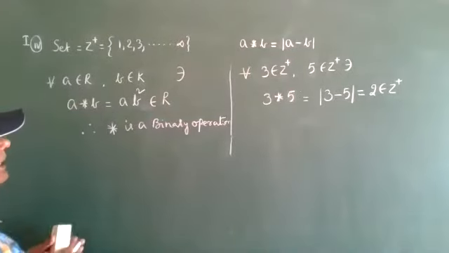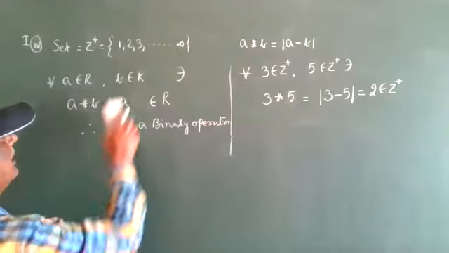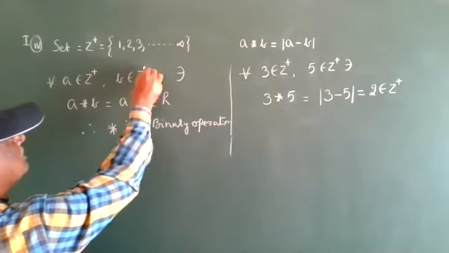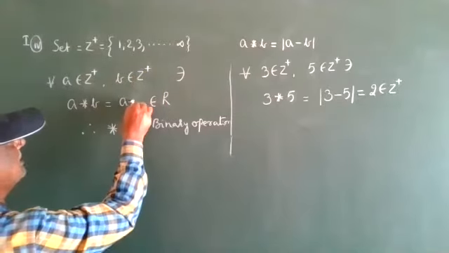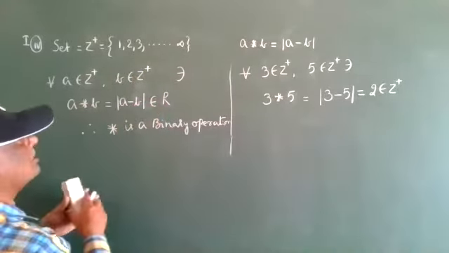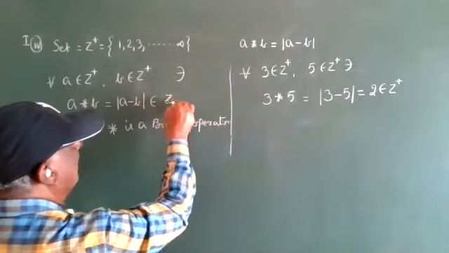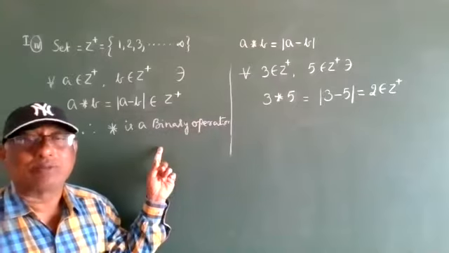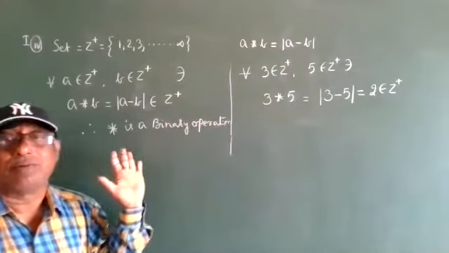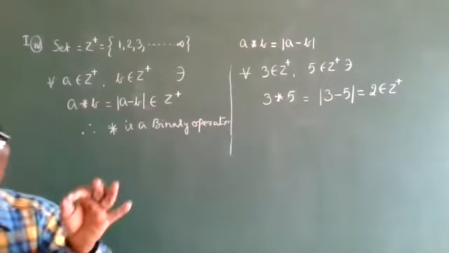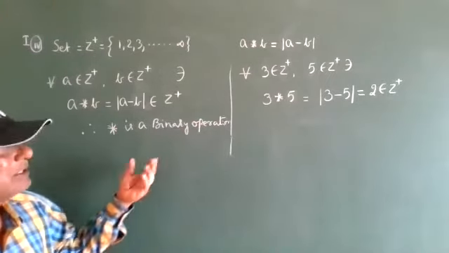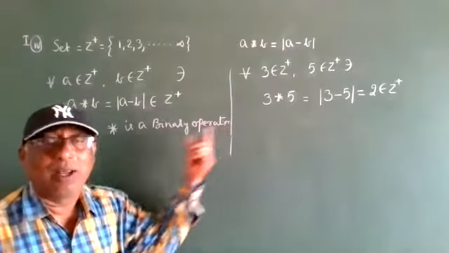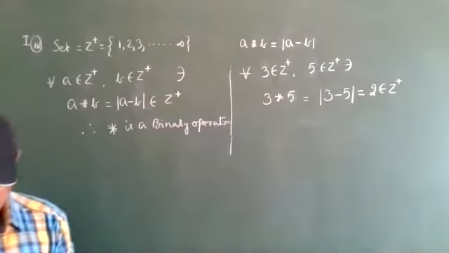Now write down: modulus of A minus B, Z plus. A belongs to Z plus, B belongs to Z plus, and the modulus of A minus B also belongs to Z plus. Therefore, it is a binary operation. One example and the explanation in words should be written down. Very easy to work out the problem. So many people are afraid of binary operation. Very simply, we do one example and write it in words. Okay?